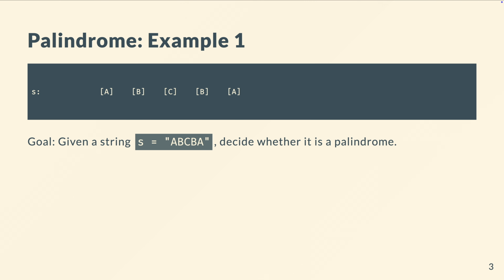Here is our first example. The string S contains ABCBA. Our goal is to decide whether this string is a palindrome or not. We will do it by comparing characters on the left side and the right side.